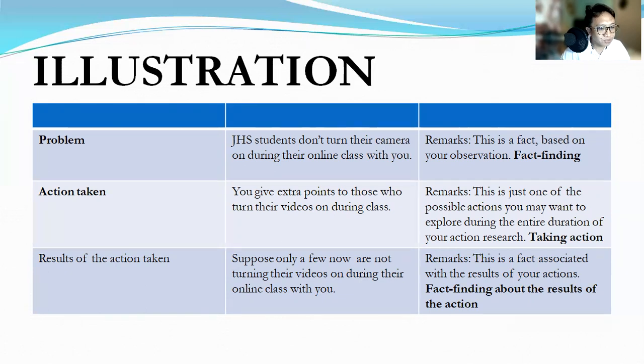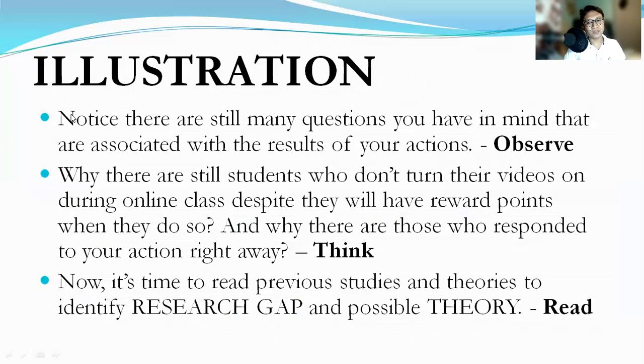Now let's proceed to the results of the action taken. You observe what the results, the consequences of your action are. Suppose only a few are now not turning their videos on during their online class. This is a fact associated with the results of your action, so it's fact-finding about the results of the action. Now you notice there are still many questions in your mind associated with the results of your actions. That's part of your observation once again. Why are there still students who don't turn their videos on? It's more effective for others, but not for some other students.